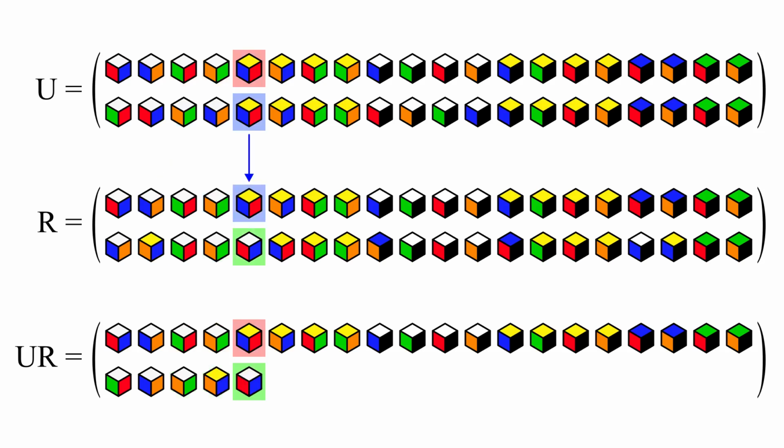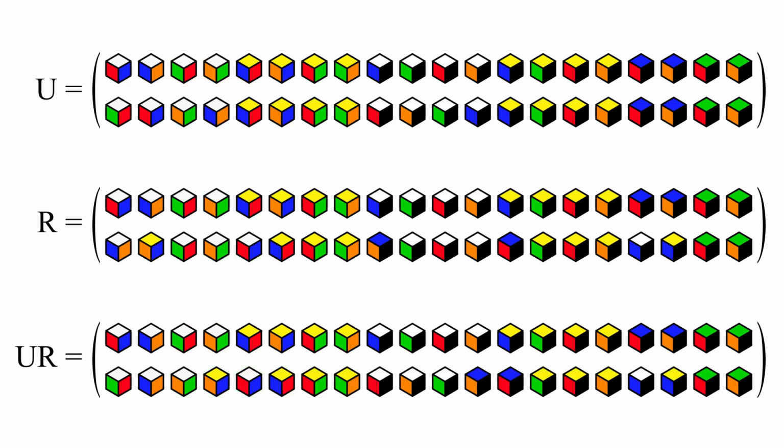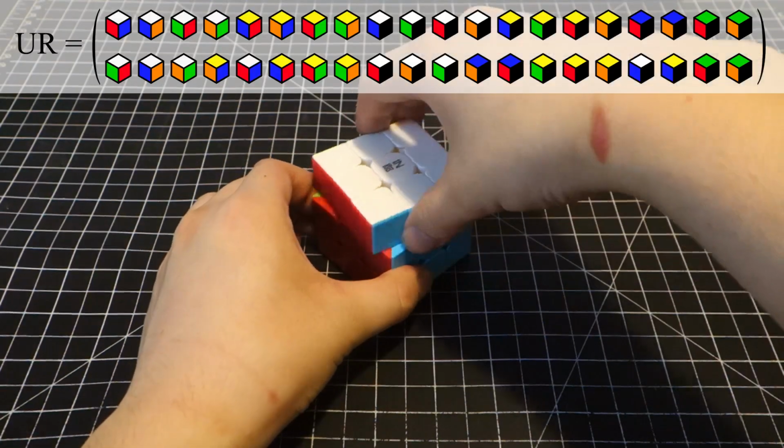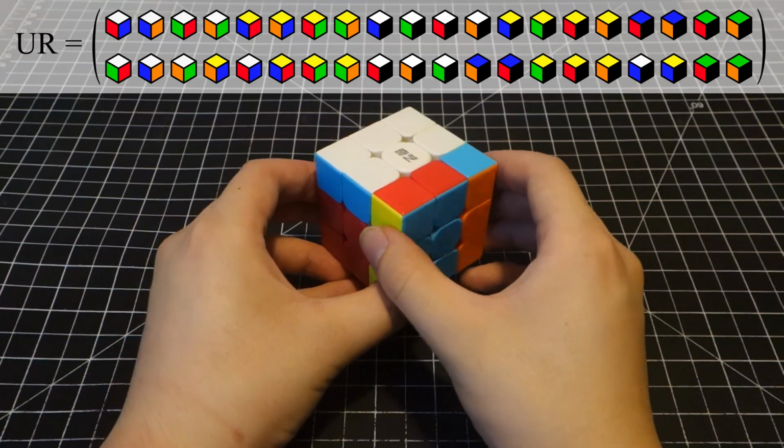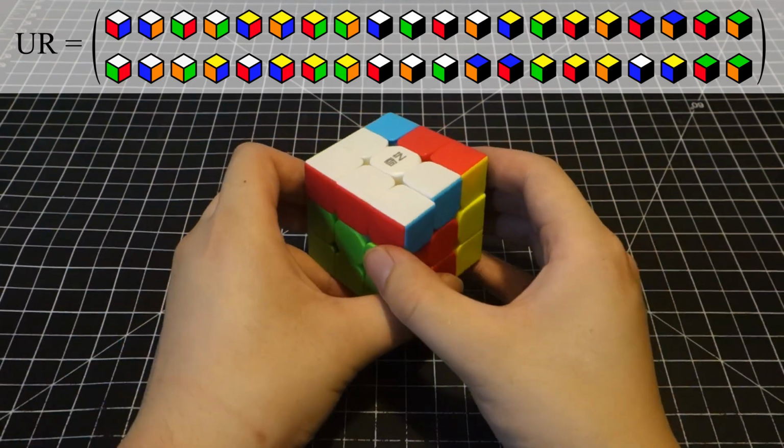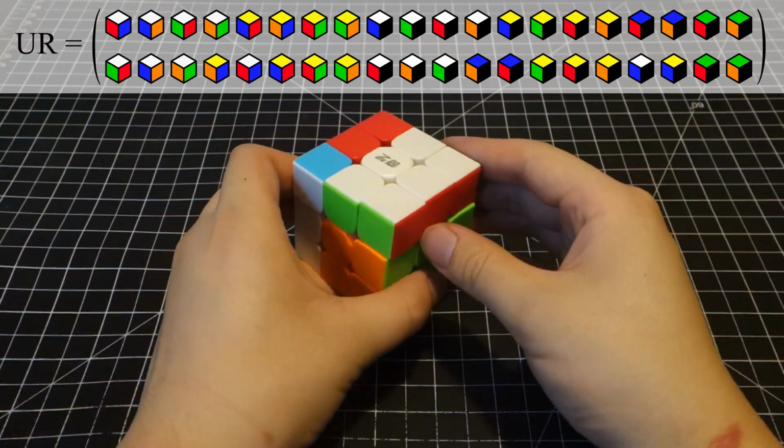We have calculated the permutation for the move sequence UR. Let's check. We rotate the up face, then the right face. And yes, the actual movement of the pieces does match the composed permutation.